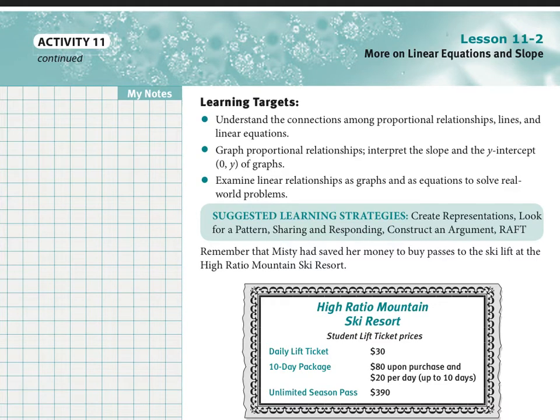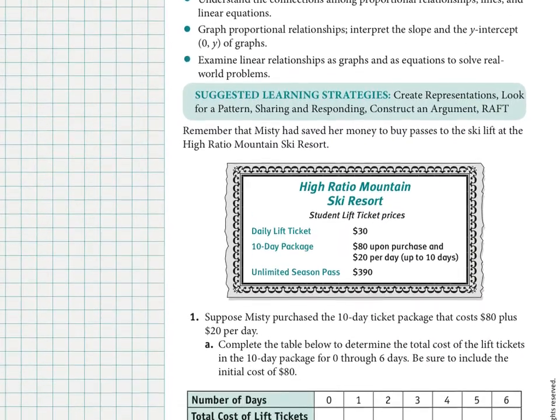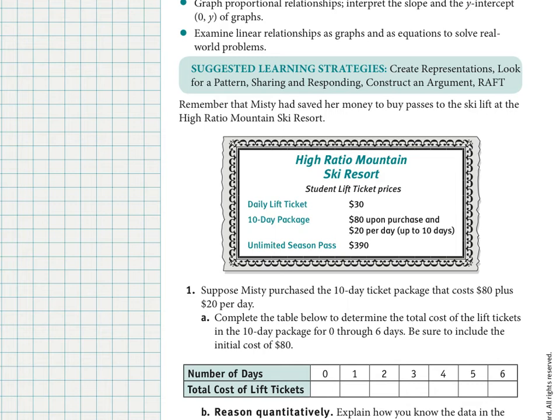All right, hello everybody. Let's continue on with our linear equations and slope. This is lesson 11.2. We're going to go to the High Ratio Mountain ski resort, same activity we were seeing in the previous section. If we remember, Misty had saved her money to buy passes to the ski lift at the High Ratio Mountain ski resort.